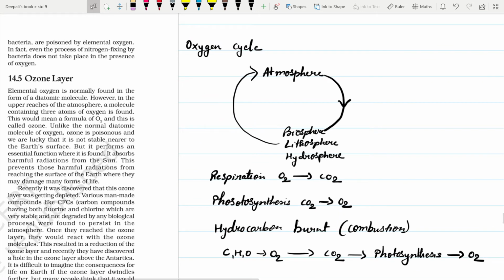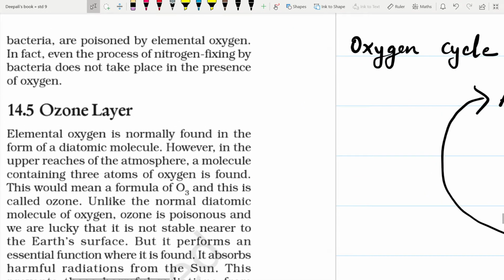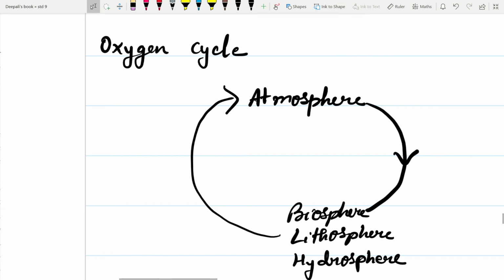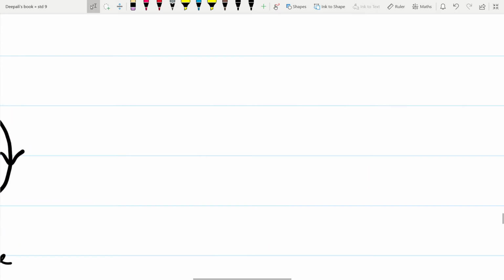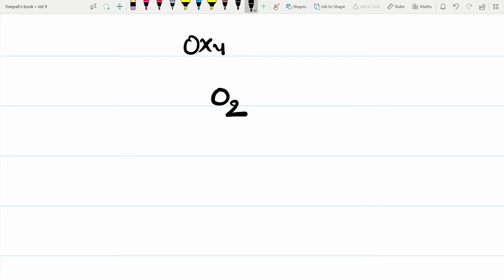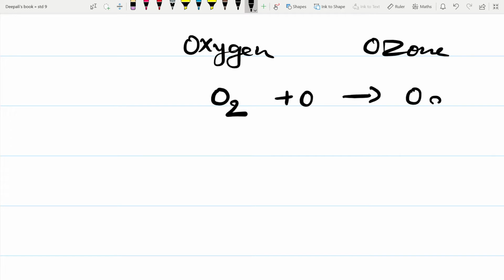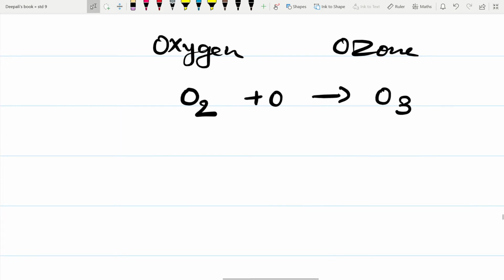Now let us see what is the ozone layer. We are very much familiar and we must have heard about the word ozone layer. It is a protective shield of oxygen. In one molecule of normal oxygen there are two atoms of oxygen. This is called oxygen. But when one more atom is attached, it forms O3. That is what gives us ozone. So when you have three atoms of oxygen combined together, it is called ozone.